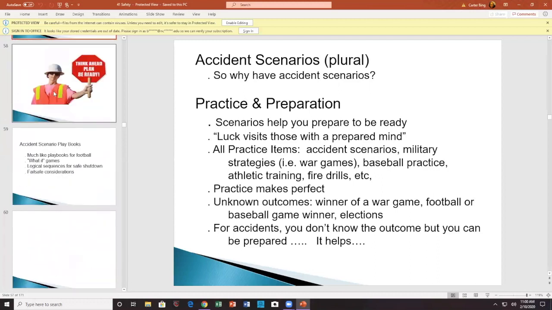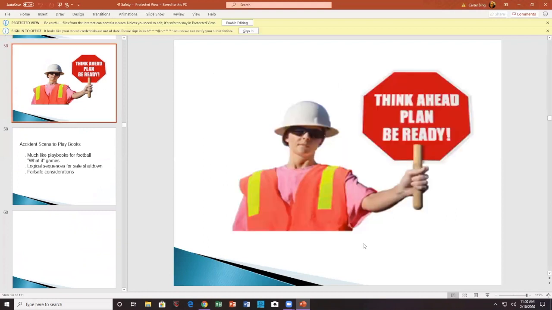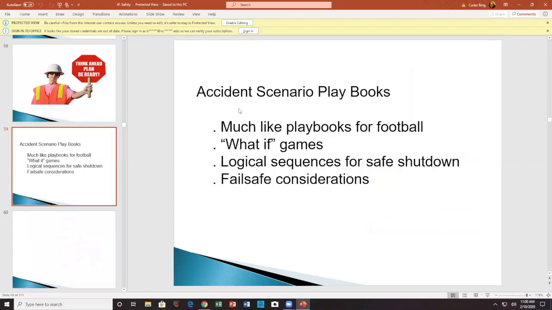So the question we are left with: think ahead, plan and be ready. Right? Much like playbooks in football, you should play what-happens games. What happens if we have a twister coming through the plant? What happens when we have a power failure? What happens when the equipment is struck by lightning? What happens when there's a flood?